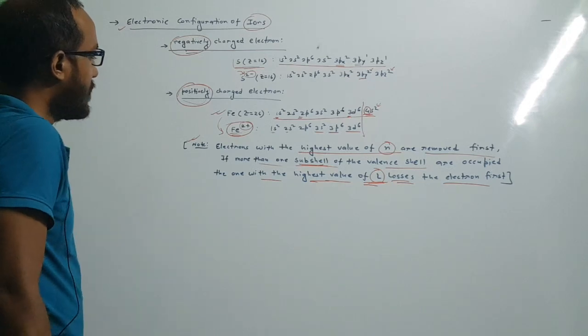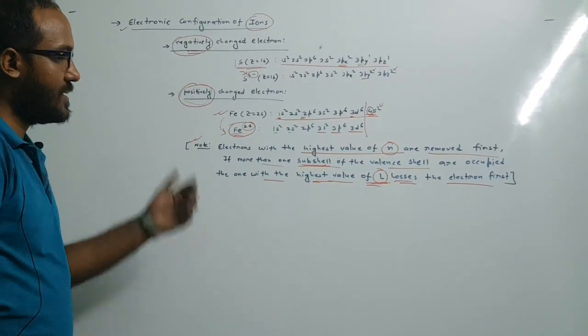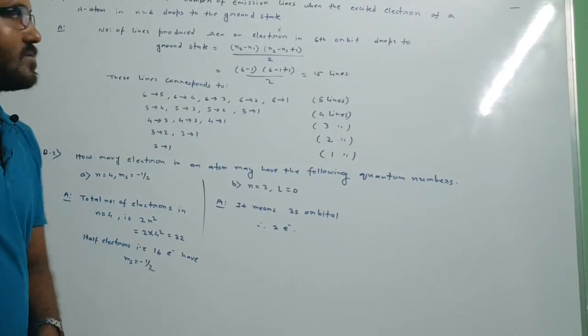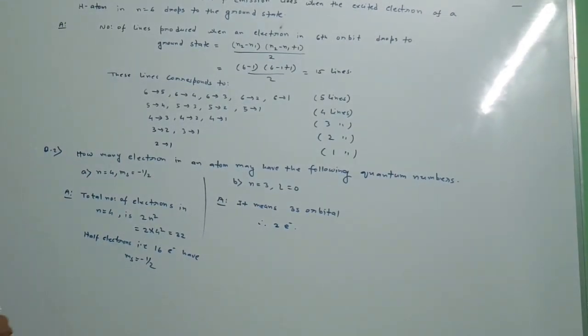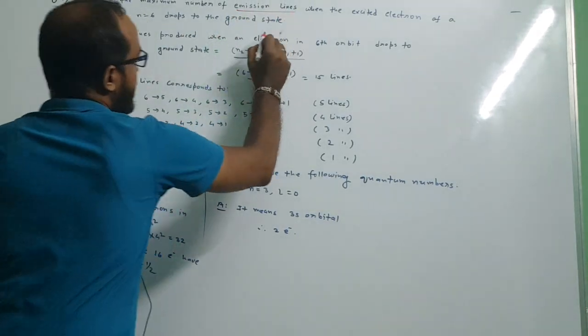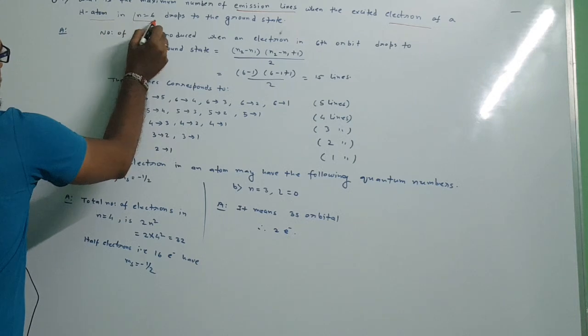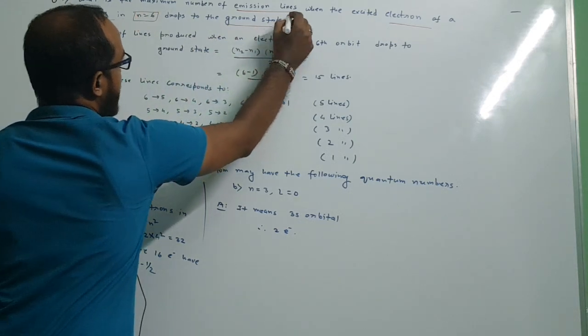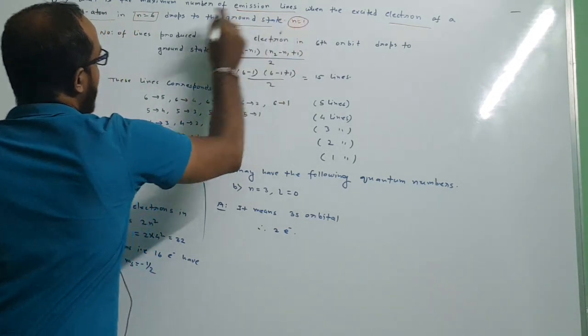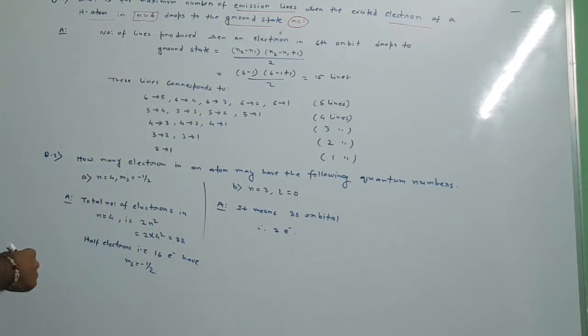Now we will move forward to solve some questions in order to clear all the concepts we have learnt in atomic structure. So let us see some questions related to atomic structure. What is the maximum number of emission lines when the excited electron of a hydrogen atom in n equals to 6 drops to the ground state, that is n equals to 1? So the electron jumps from n equals to 6 to n equals to 1.